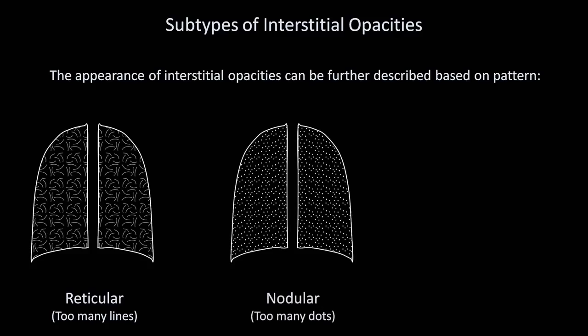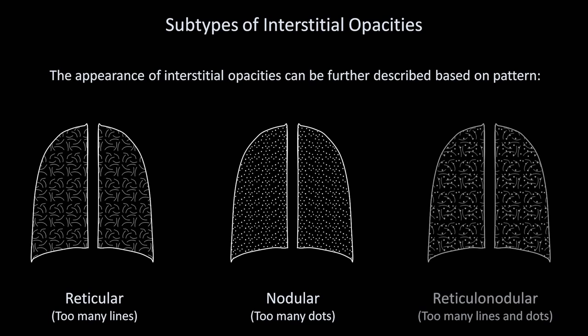Another subtype is nodular opacities, which means there are too many dots or nodules. For diffuse interstitial disease, the nodules are almost always less than 1 centimeter in size. If the nodules are all less than 2 millimeters, it is sometimes referred to as a miliary pattern due to the fact that someone a long time ago thought the nodules looked like millet seeds. Finally are reticulonodular opacities, which means there are too many lines and too many dots.